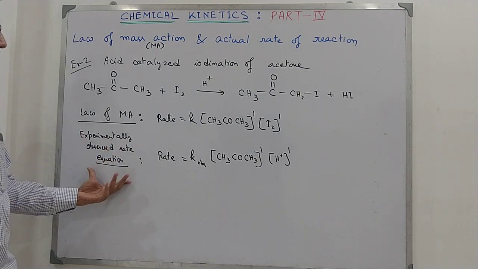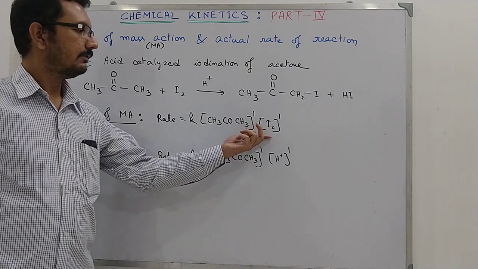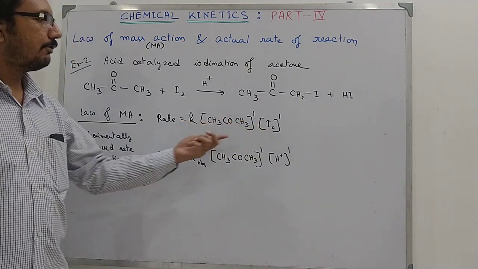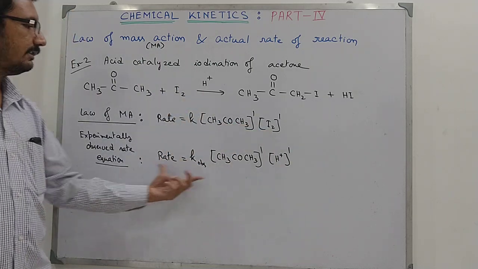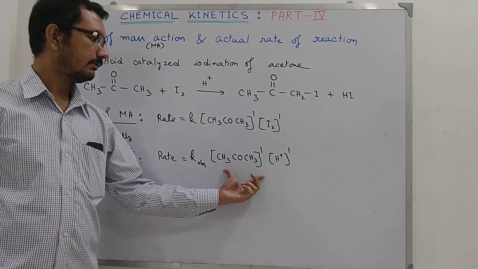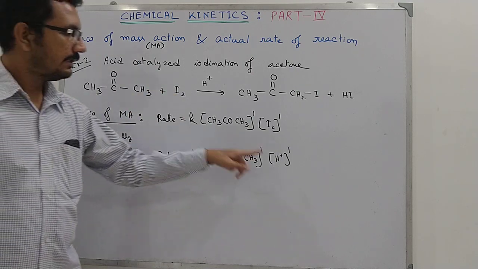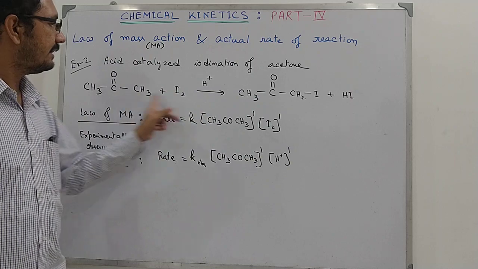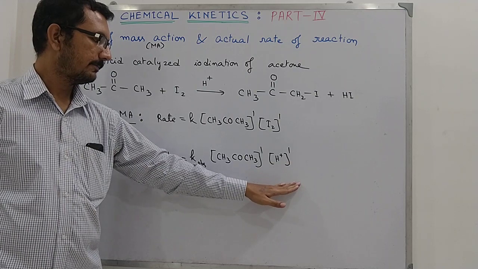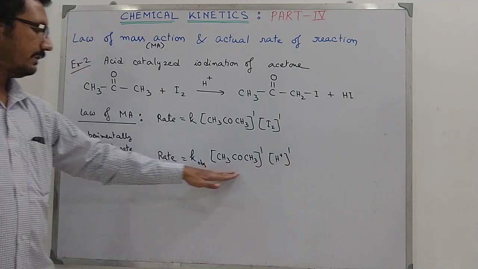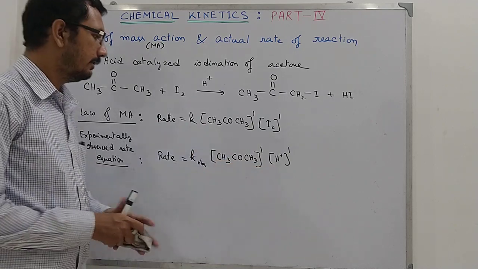The experimentally observed rate equation is suggesting that the rate is independent of iodine. The reaction is zero order with respect to iodine. So what is appearing in the balanced equation is actually not appearing in the experimentally observed rate equation. The rate is independent of the concentration of iodine, but it is dependent on the catalyst that is not appearing in the balanced equation. So this is a matter of great astonishment.